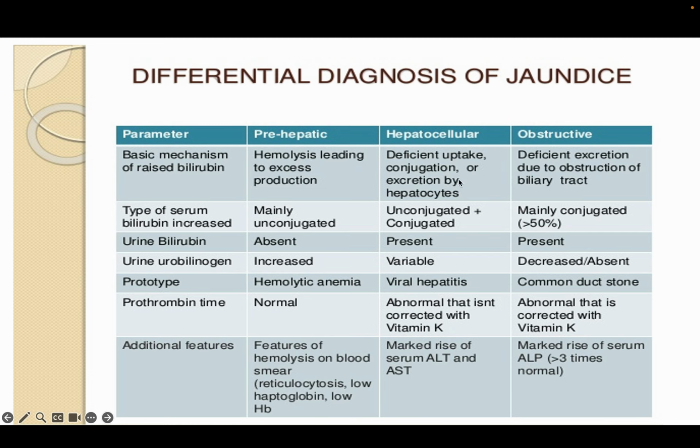Here the ALT and AST elevation will be more in the case of hepatocellular jaundice, whereas ALP elevation will be more, more than 3 times, in the case of obstructive jaundice. And correction of prothrombin time: it will not be corrected with vitamin K in hepatocellular jaundice, whereas it will be corrected with vitamin K in obstructive jaundice. So let's look at this page.